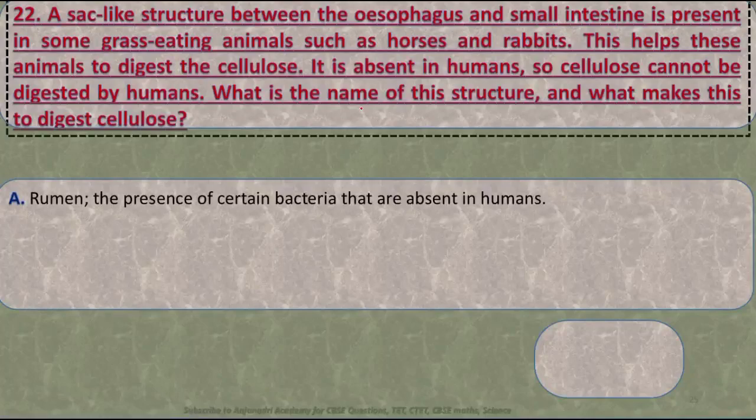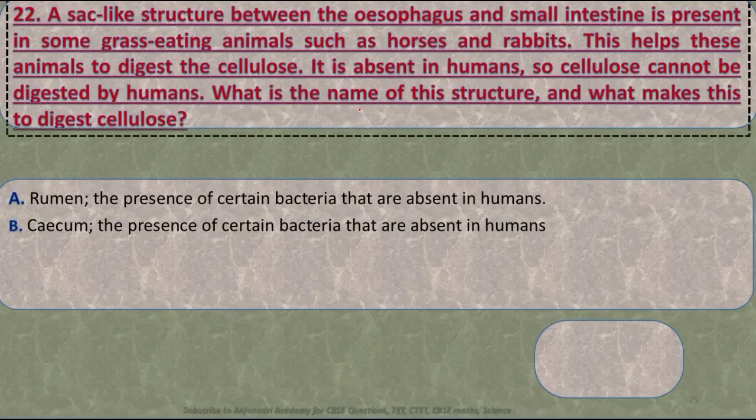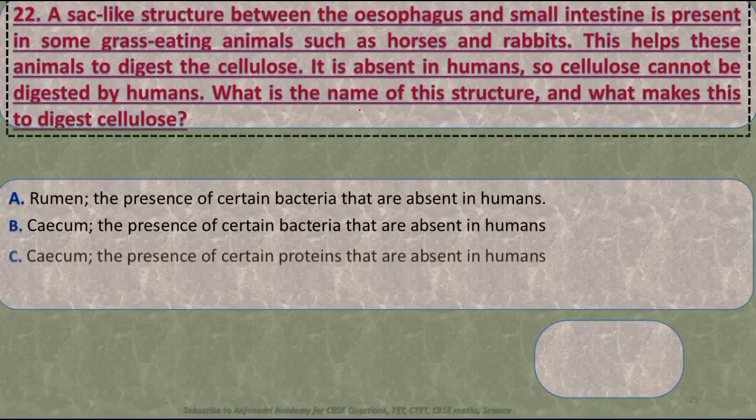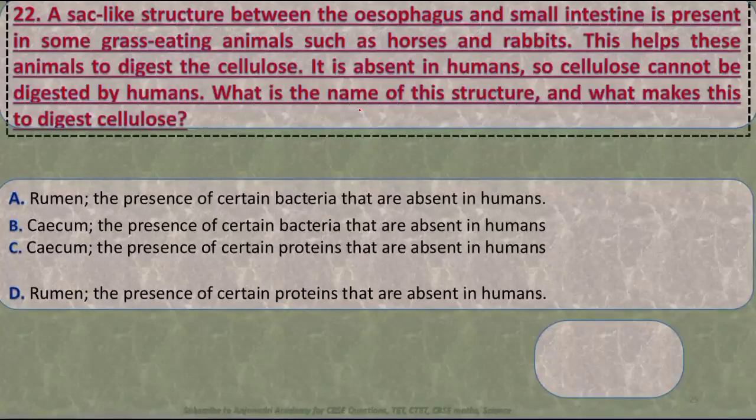Here are the options. Option A, rumen, the presence of certain bacteria that are absent in human cecum. Option B, cecum, the presence of certain bacteria that are absent in humans. Option C, cecum, the presence of certain proteins that are absent in humans. Option D, rumen, the presence of certain proteins that are absent in humans. The correct answer is option B. Animals have a structure known as cecum. In the cecum, they have some bacteria, but these bacteria are absent in human beings. Therefore, option B is the correct answer.